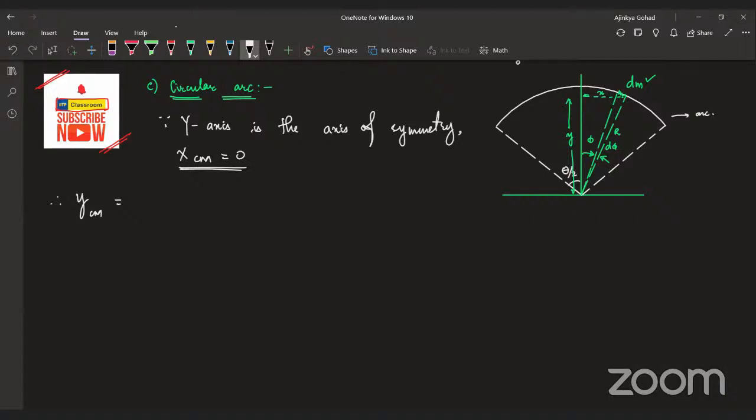The y coordinate of the center of mass is integral dm into y upon integral dm. So what is integral dm? Integral dm will be equal to lambda into dl into y coordinate. The y coordinate will be r cos phi, upon integral dm, which is lambda into dl.